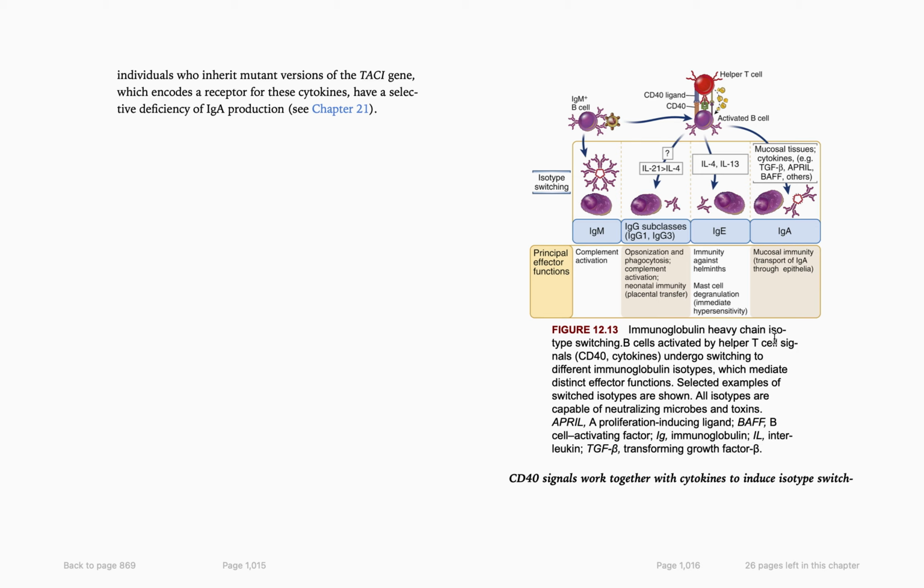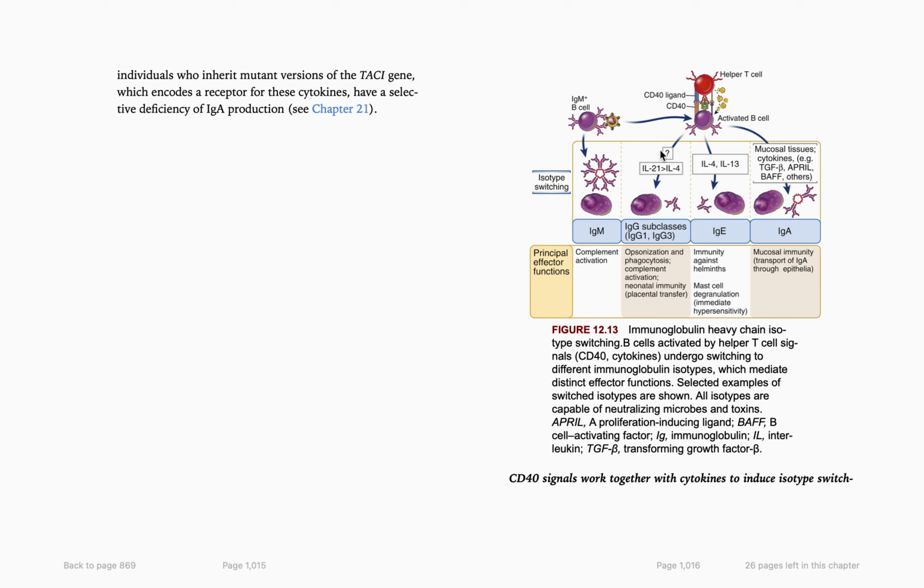So here, immunoglobulin heavy chain class switching: B cells activated by helper T cell signaling undergo switching to different immunoglobulin isotypes, which mediate distinct effector functions. Selected examples of switching are shown. All isotypes are capable of neutralizing microbes and toxins. So here we have IgM, with complement activation.